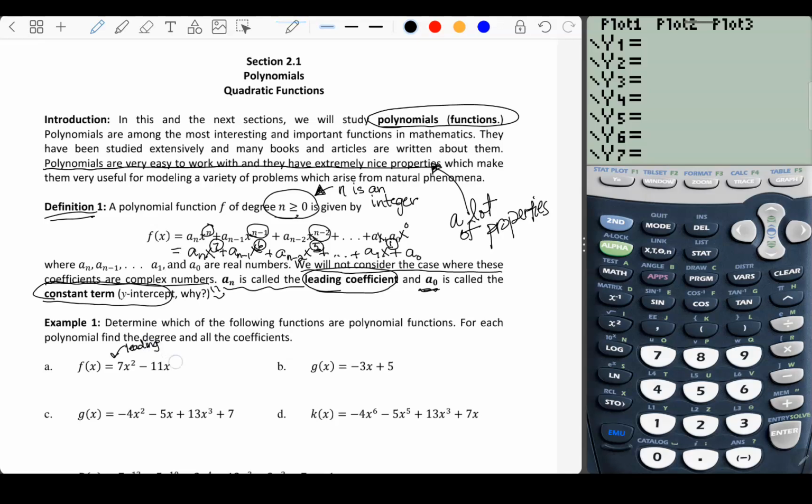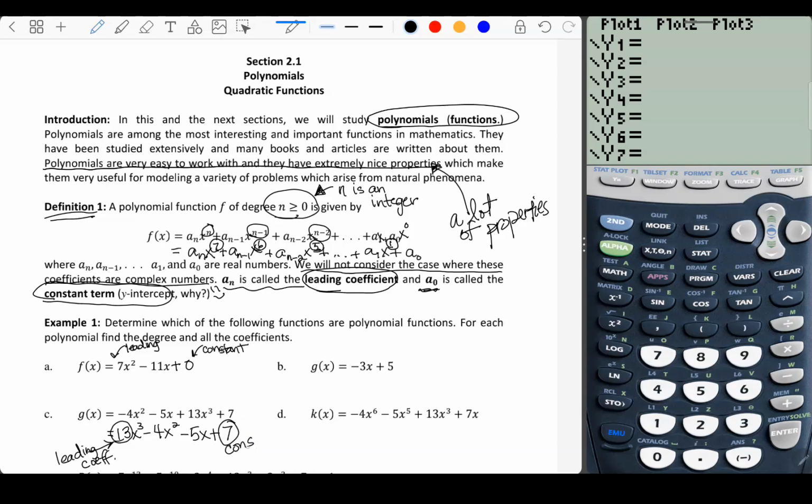Now, a leading coefficient is what goes in front of the highest exponent power. And then the constant is what goes at the end of your descending order. So looking at C, you might think -4 is the leading coefficient because it comes first, but it's not. On part C, it's not in descending order. To get a leading coefficient, we have to find that highest exponential power. So rewriting it in descending order, we can now see that 13 is the leading coefficient and 7 is the constant.